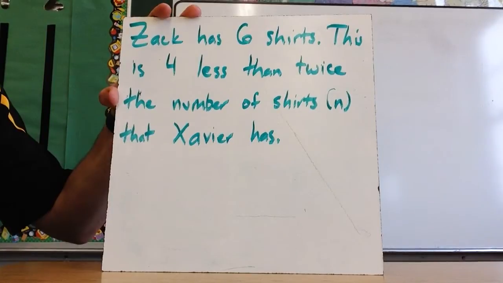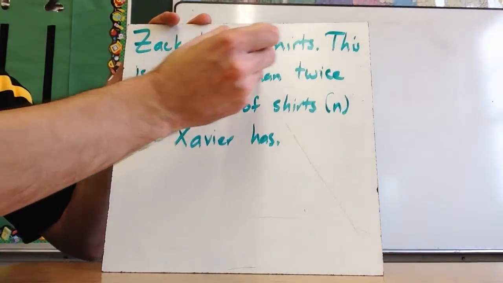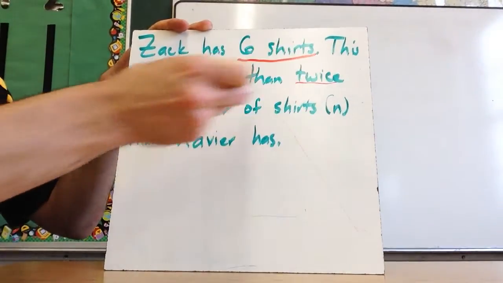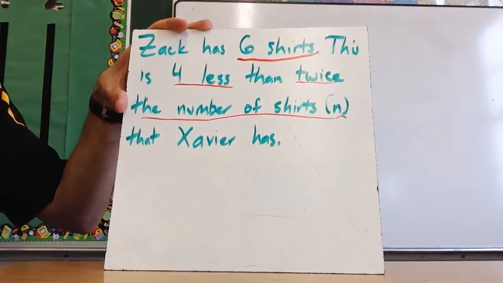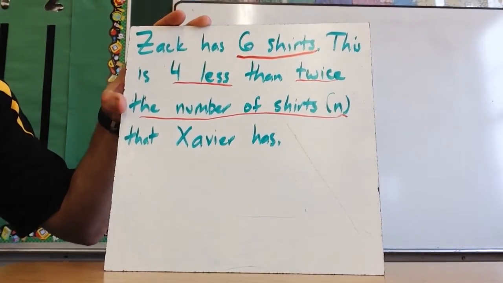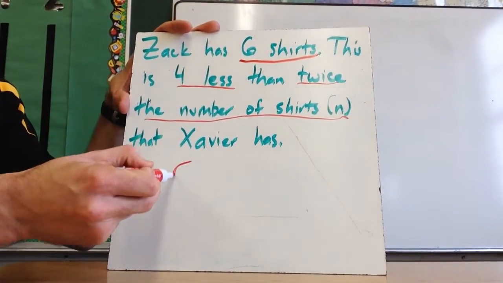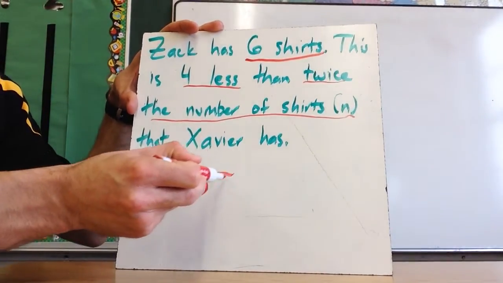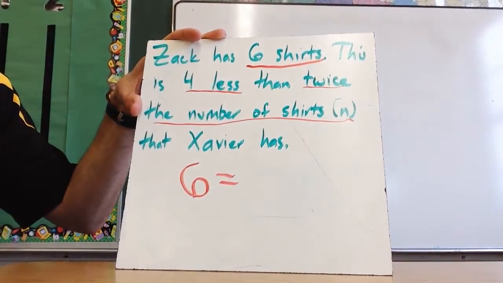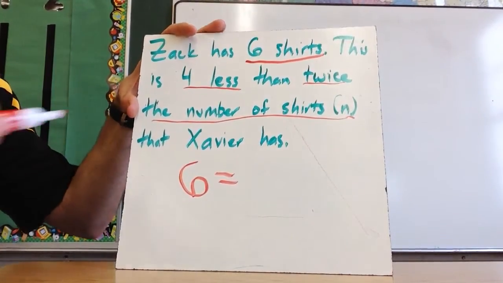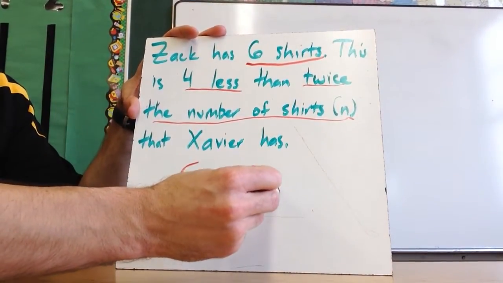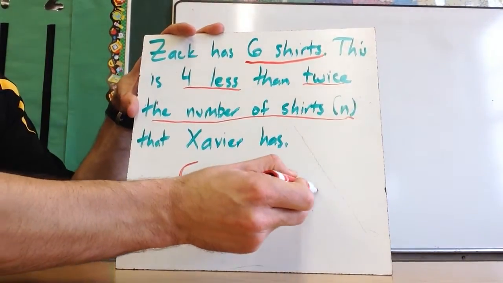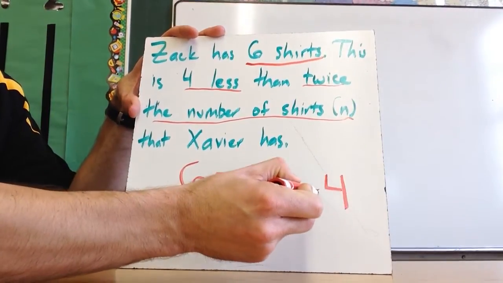So we're going to start with: Zach has 6 shirts. So this would be an important piece of information. This is 4 less than twice the number of shirts that Xavier has. So in order to write this, we know that 6 is how many shirts Zach has, and what this is equal to is 4 less than twice the number of shirts, and we're going to call shirts n, so twice the number of shirts that Xavier has, which n represents Xavier's shirts, but it is 4 less than that. So minus 4.